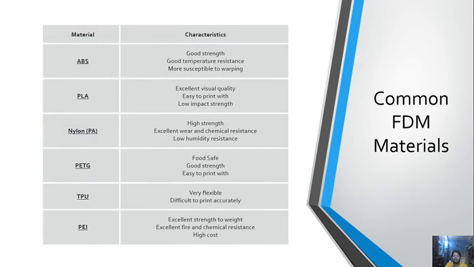So these are the common FDM materials: ABS, acrylonitrile butadiene styrene, PLA, polylactic acid, nylon, PETG, TPU and PEI, and these are the various characteristics of the materials that are used in FDM 3D printing.